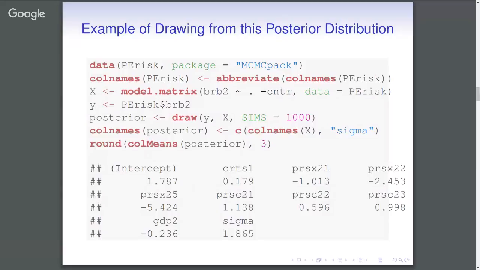Question, Nigel? These values, these outputs like PRSC 21 and 22, what are these? So CRTS has something to do with the courts. Honestly, I forget what the PRSs stand for, but it's described in the MCMC package. Yeah, it's something about country. So GDP2, I think I know what that is. It's like log of per capita income. Don't get too hung up on what the predictors are. It's just trying to show the process here.